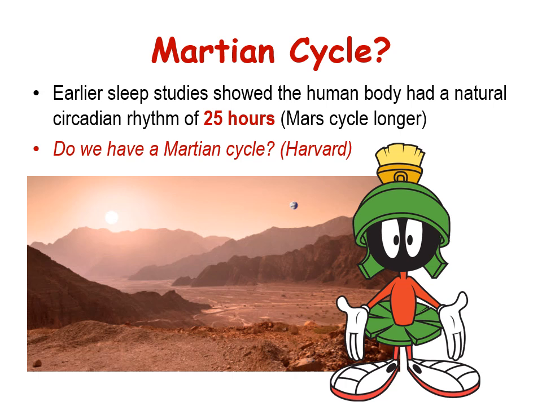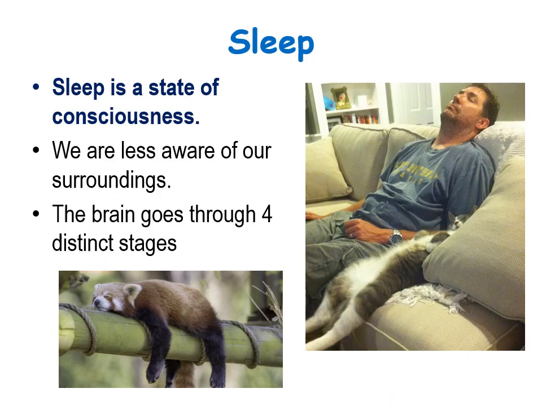Now, Harvard actually did a study that technically we are on the Martian cycle. The Mars cycle has a circadian rhythm of 25 hours, and the human body actually seems to have regulated to a natural circadian rhythm of about 25 hours. It's 24 and a few minutes. So Harvard's trying to figure out why we have a cycle that matches Mars more than Earth.